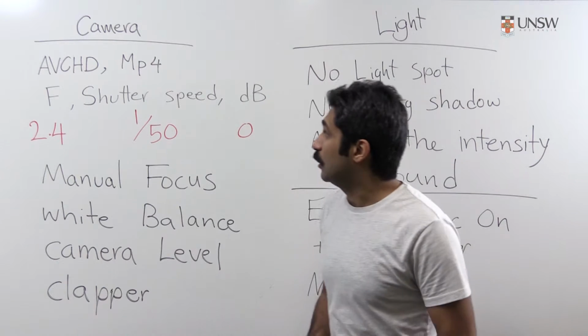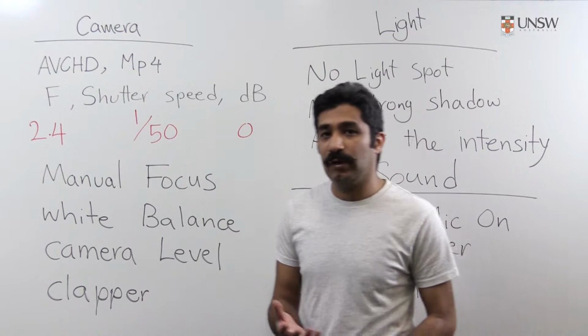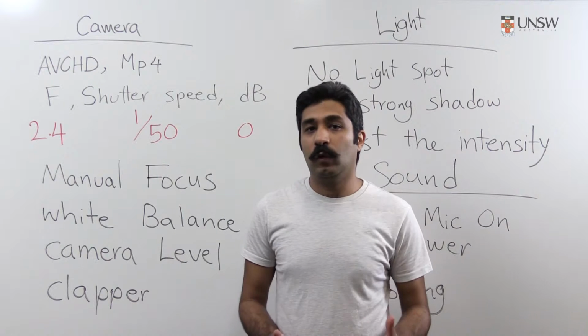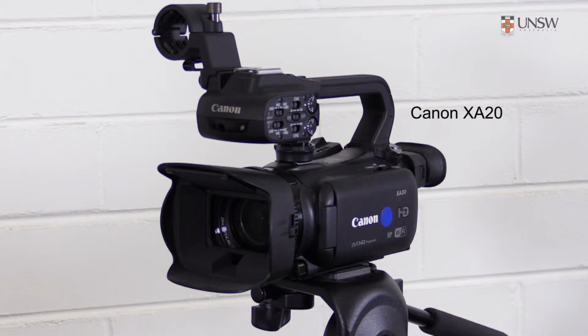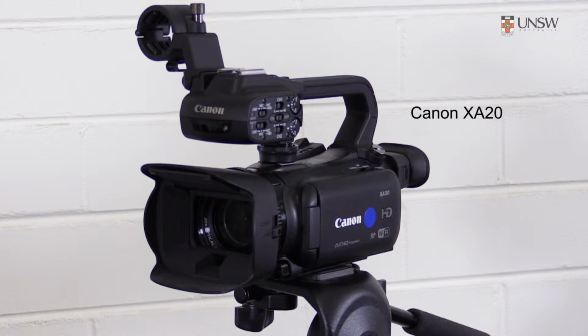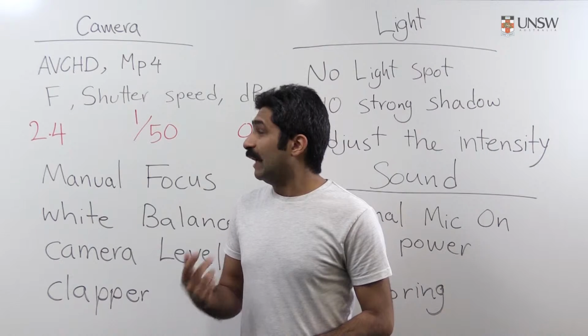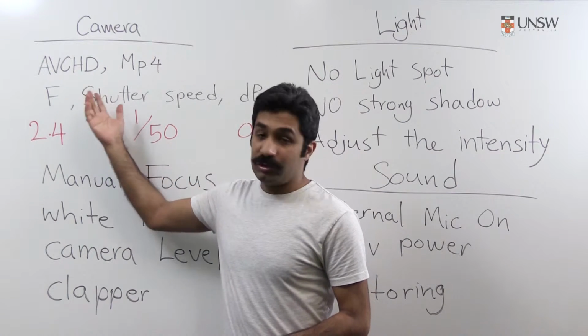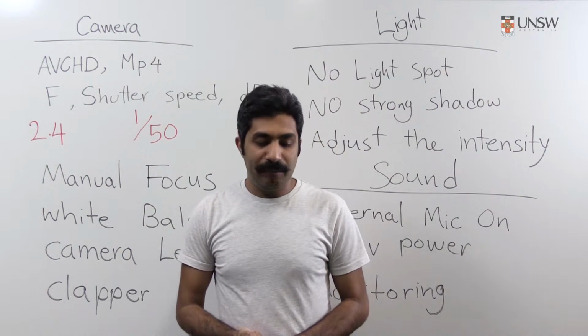So we start with the cameras. The first thing in cameras that you have to consider is what format you want to record. These Canon cameras that we have here in the video room record two types of formats. So you can record AVCHD or MP4.